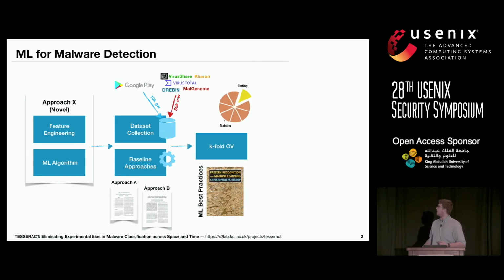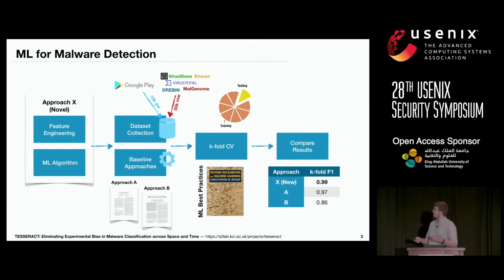And then you would apply an evaluation that follows best practices from the machine learning community. A very typical one is k-fold cross-validation, in which you split the dataset into k folds. You train on k-1 and test on the other one, and then you repeat the process for all the different folds. And in this way, you avoid overfitting a particular configuration of the classifier.